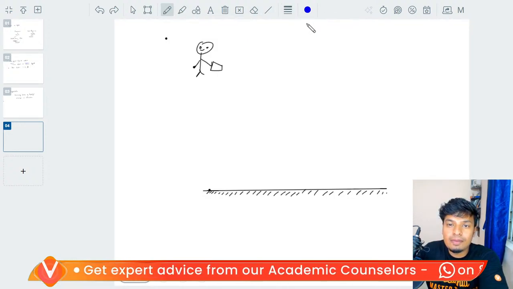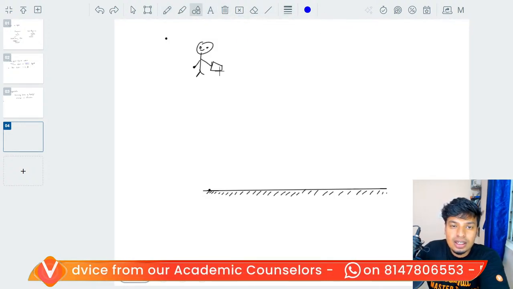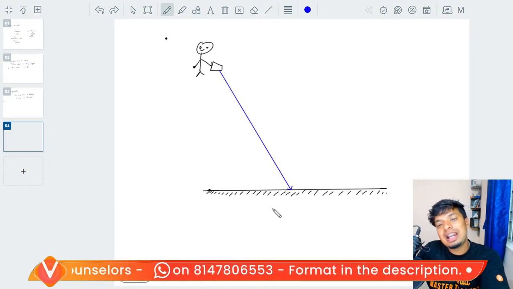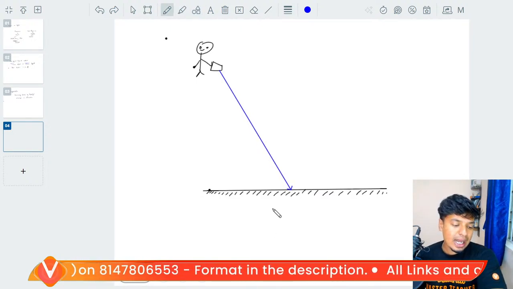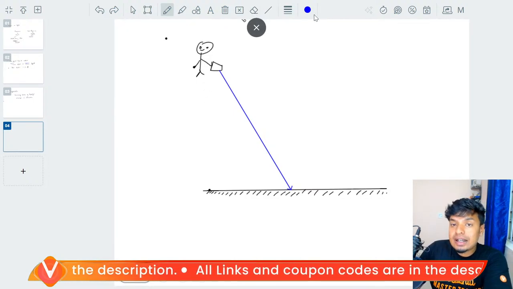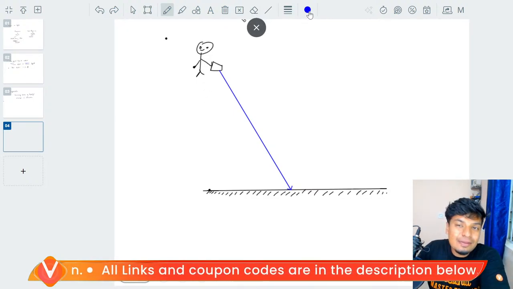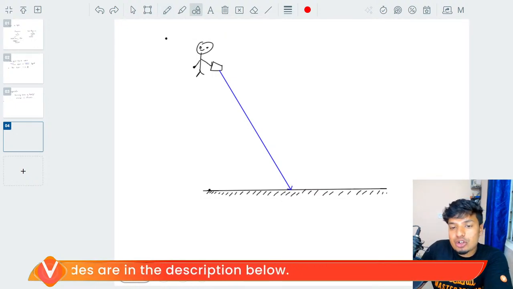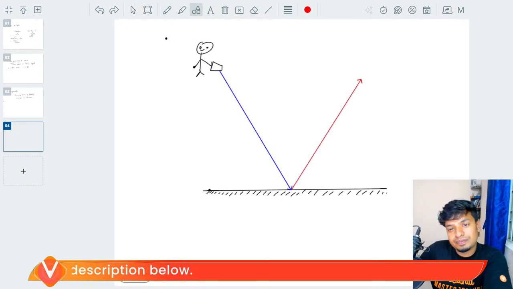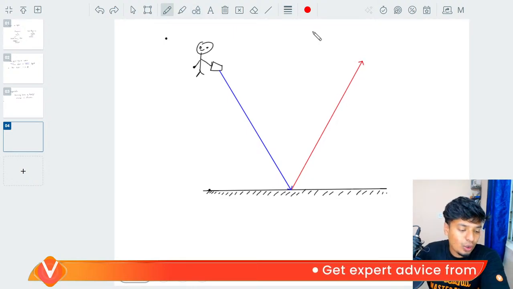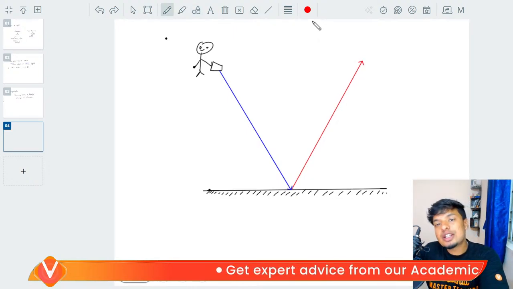So light is coming from where? From the torch light. It's coming, hitting the mirror. When light hits the mirror, what happens to the light, guys? Light, once it hits the mirror or any reflective surface, it bounces back, or reflection happens. Okay, reflection happens.